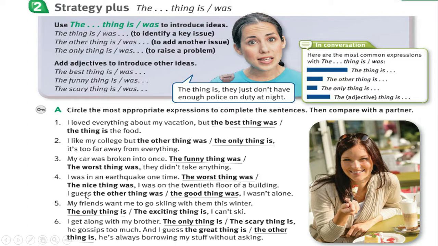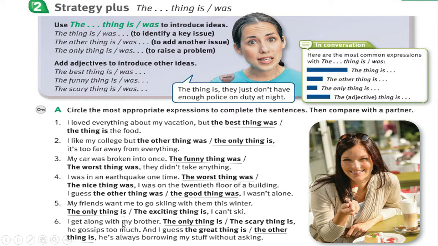The next part. I guess, yo pienso, the good thing was I wasn't alone. The good thing was. Yeah, so you're using an adjective here. The good thing was. Lo mejor fue que no estaba sola. The good thing was. My friends want me to go skiing with them this winter. The only thing is, I can't ski. So she's identifying a problem here.